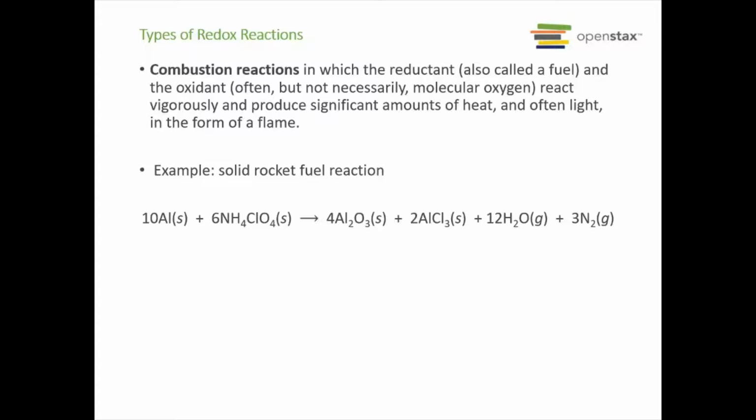Here's an example of a combustion reaction. A combustion reaction is when you have a reductant or a fuel reacting with an oxidant. Usually it's O2, molecular oxygen, but not always, for instance, the example here, to produce heat, sometimes light, in the form of a flame. So for example, you react solid aluminum metal with ammonium perchlorate solid, and you make aluminum oxide, aluminum chloride, water, and nitrogen gas, and this gives lots of heat and light. It's a nice propellant.